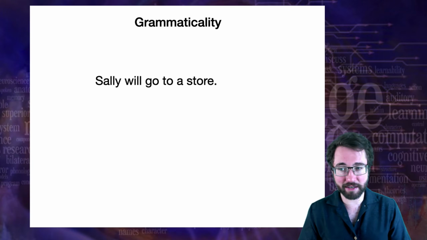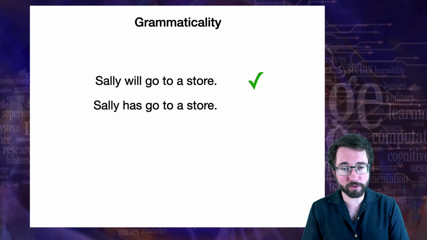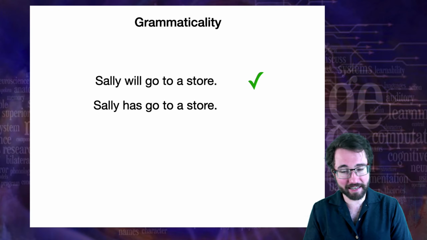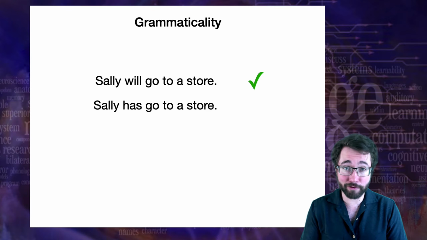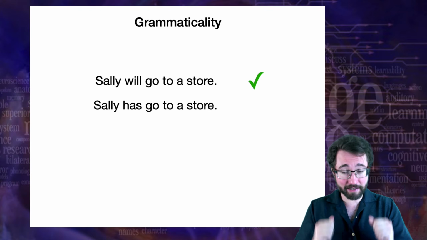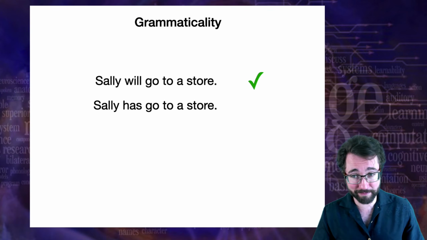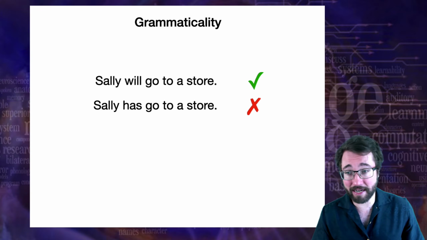How about this? Sally will go to a store. Grammatical or not? Well, it's grammatical. Pretty simple. Sally has go to a store. Nope, doesn't quite work. There's a problem here where the verb would need to be in a different form. So when you have a context like Sally has blank to a store, the verb that goes there has to be in a particular morphological form. And this is not it. So Sally has go to a store doesn't work.